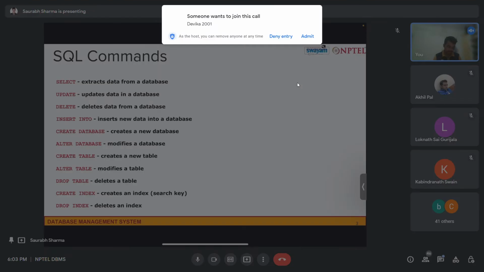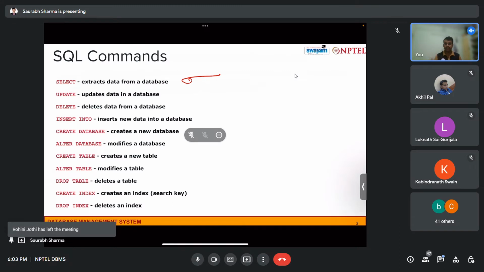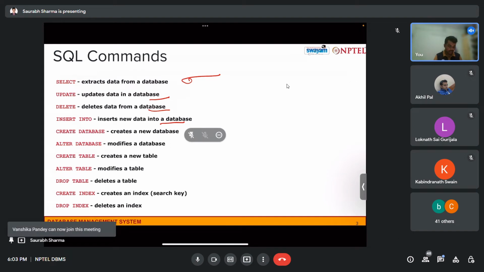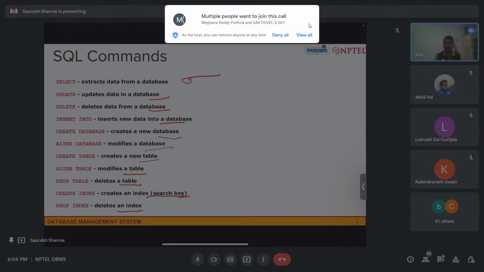Okay, so these are some basic SQL commands we are going to use. First is select, that is related to this operation. It will select the tuples. Then there is update operation, there is delete, there is insert into. So there are two forms of insert into, I will tell. And then there is create database, alter database, create table to create a new table. Then there is alter table to modify a table. Drop table is used for deleting all the records and deleting the table. And create an index or search key. Then there is drop index. So these are some basic commands we will use.